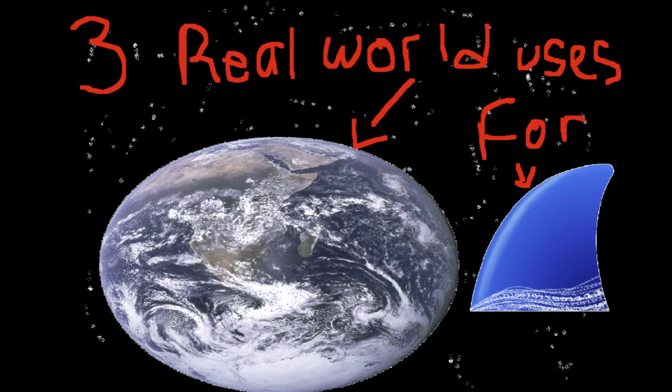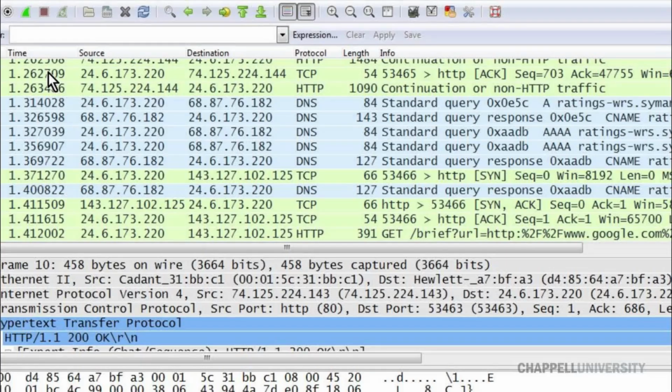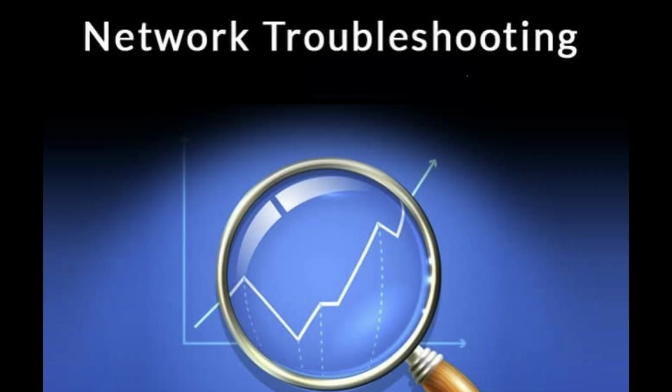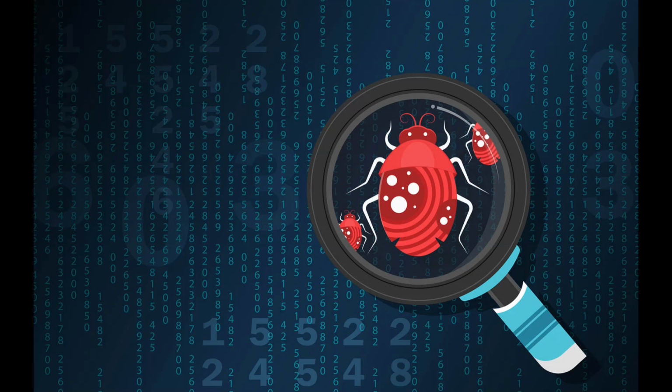Now that we're reaching the end, here are 3 real-world uses for Wireshark. The first one is detecting suspicious traffic, which is finding unusual connections or spikes in data. The second one is troubleshooting, which is solving network problems or monitoring communications. The third and final one is malware investigation, which consists of seeing how an infected system communicates with others.